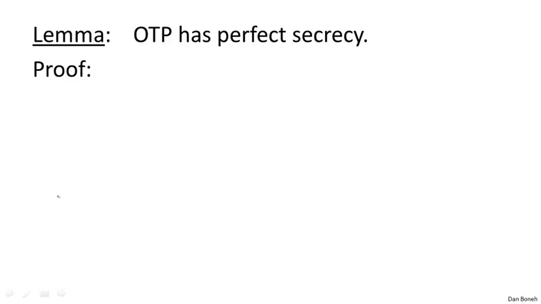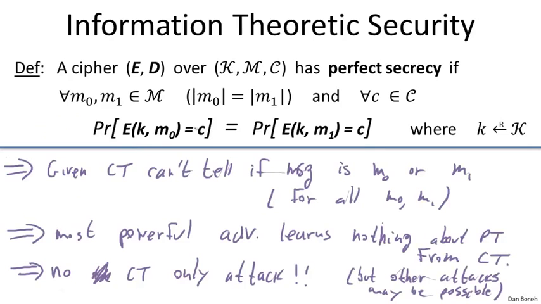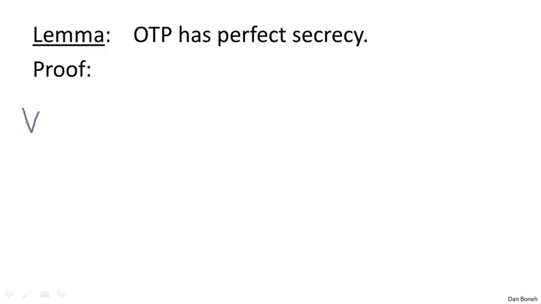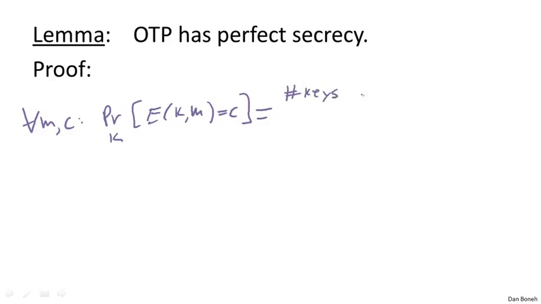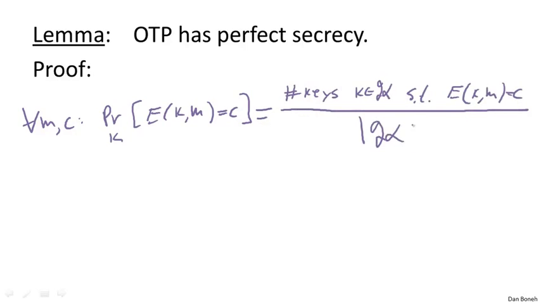We need to interpret what it means. What is this probability that E_K of M0 is equal to C? It's actually not that hard to see that for every message and every ciphertext, the probability that the encryption of M under a key K is equal to C, with a random choice of key, is by definition the number of keys K in the key space such that if I encrypt M with K, I get C. So I literally count the number of such keys, and I divide by the total number of keys. That's what it means that if I choose a random key, that key maps M to C. So it's the number of keys that map M to C divided by the total number of keys.